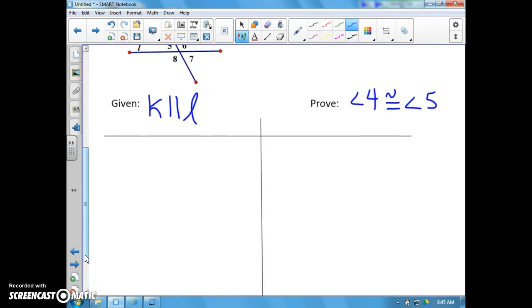And now we're ready to start our proof. We have statement and reason. And of course, our first line is always the given. K is parallel to L, given.